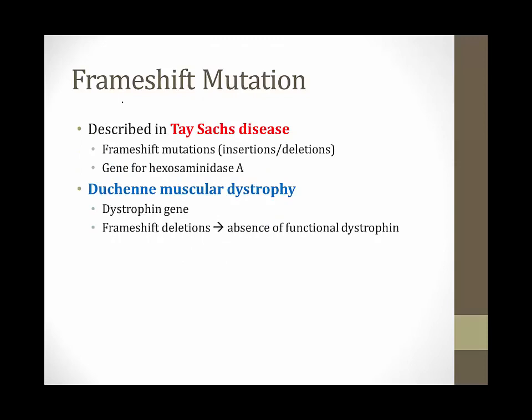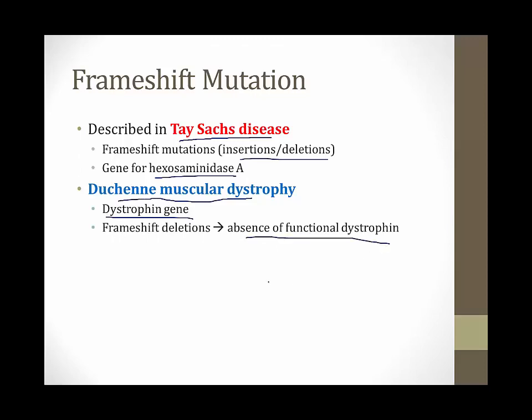Frameshift mutations have been described in a number of genes that lead to disease. This type of mutation has been described in Tay-Sachs disease, which is a lysosomal storage disease. Frameshift mutations caused by insertions and deletions have been described in the gene for hexosaminidase A that causes Tay-Sachs disease. In addition, Duchenne muscular dystrophy is a classic example of a frameshift mutation that causes disease. This condition is caused by a frameshift mutation in the dystrophin gene that leads to absence of functional dystrophin.